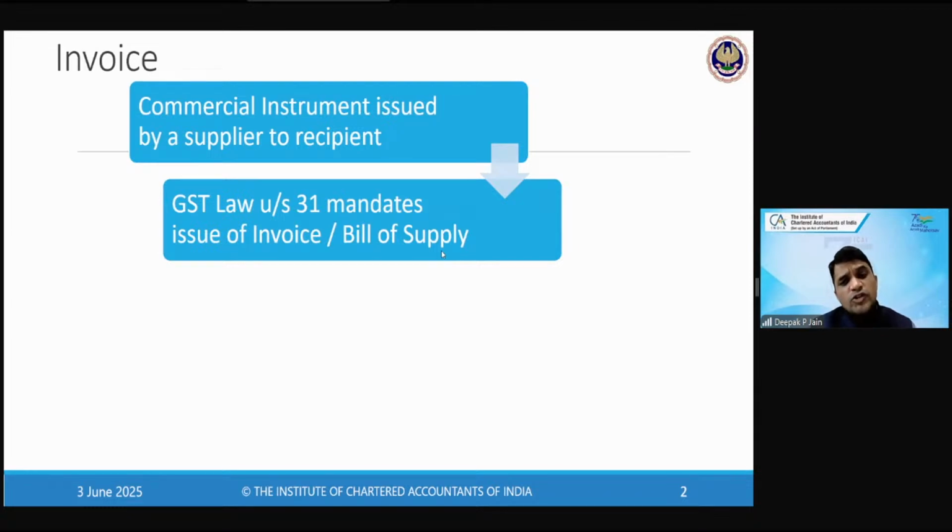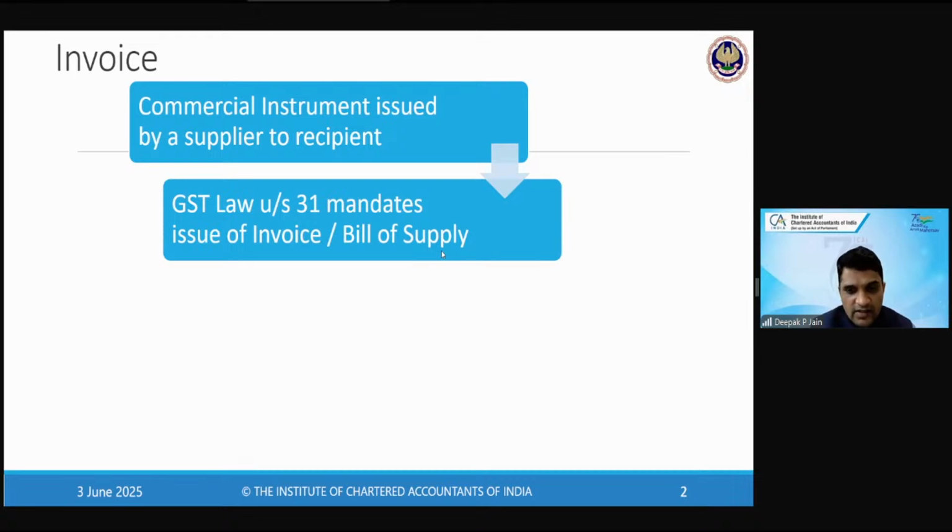In case of a bill to ship to model, tax is not charged and it is not a sale transaction also. So you will not issue an invoice nor a bill of supply. In case of a bill to ship to model, you will raise a delivery challan, because you need the document for movement of the goods. It is not a sales transaction, but it is a supply transaction under GST. So you will raise a delivery challan.